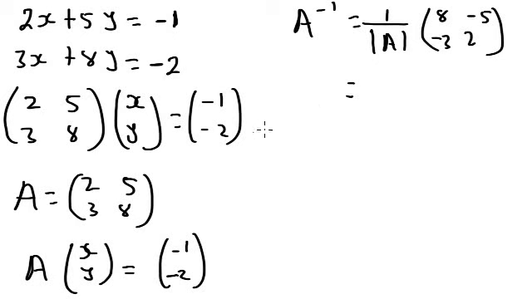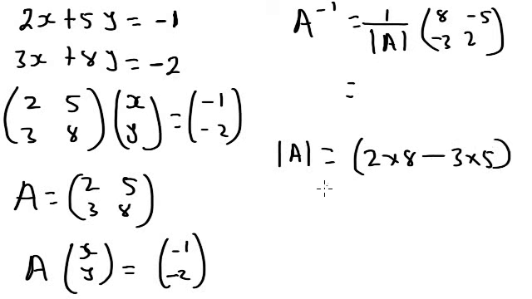So now, let's determine the determinant of matrix A. That will be the product of the elements in the leading diagonal, that's 2 times 8, minus the product of the elements in the other diagonal, that's 3 times 5, which will result in 16 rather, minus 15, and therefore we have 1 as the determinant.